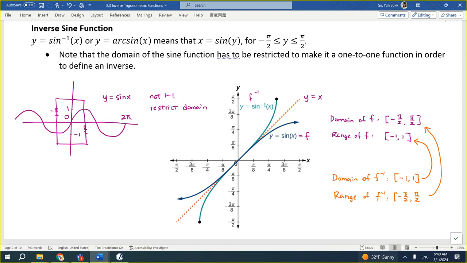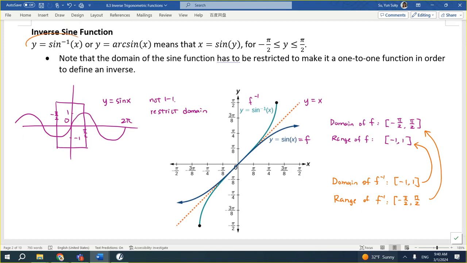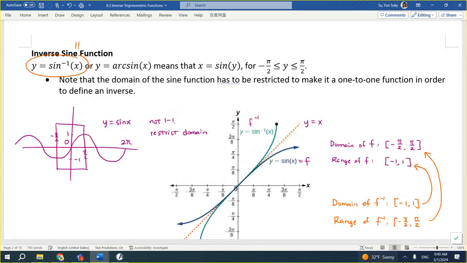But be careful! Be careful! This is inverse sine x, and this is not the same as 1 over sine x. The negative one, we reserve the notation -1 to stand for inverse function. It does not mean it's 1 over that function. Everybody clear?